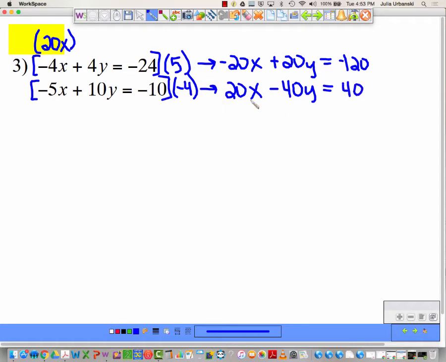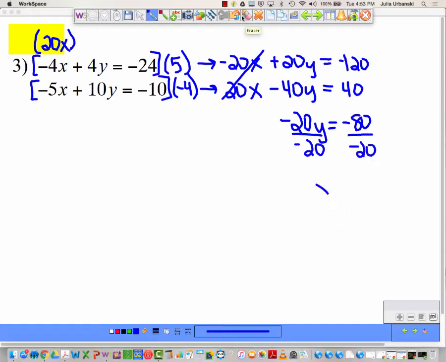Your goal is to pick one that's going to cross off. So that one crosses off. Over here, we're left with positive 20 and negative 40 makes negative 20y. And then negative 120 and 40 makes negative 80. So when you divide both by negative 20, you get 4. But that is your y.